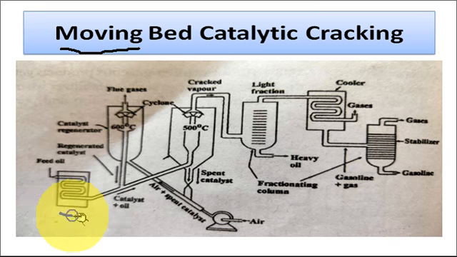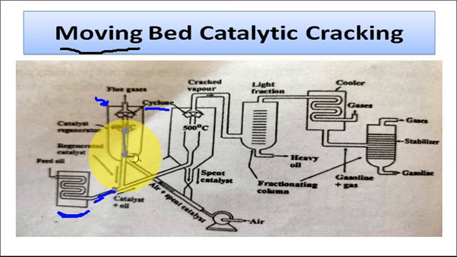This is the preheater in which heavy oil vapors are heated. These heavy oil vapors are passed through this pipeline. This is the catalytic chamber in which catalyst powder is placed here. At the upper part of the catalyst chamber, a cyclone is placed. Now catalyst powder moves from this pipe in this direction and the heavy oil vapors move in this direction.